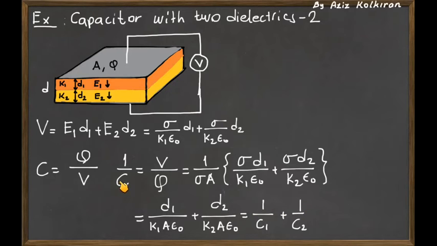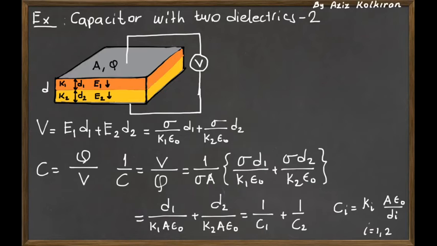Then you will recognize that the total equivalent capacitance of this configuration is nothing but two capacitors which are serially connected to each other, right? So this expression finds the total capacitance of capacitors connected in series. This configuration acts as if we have two different capacitors with two different thicknesses and two different dielectric materials, connected in series. Okay, so this is our end result.